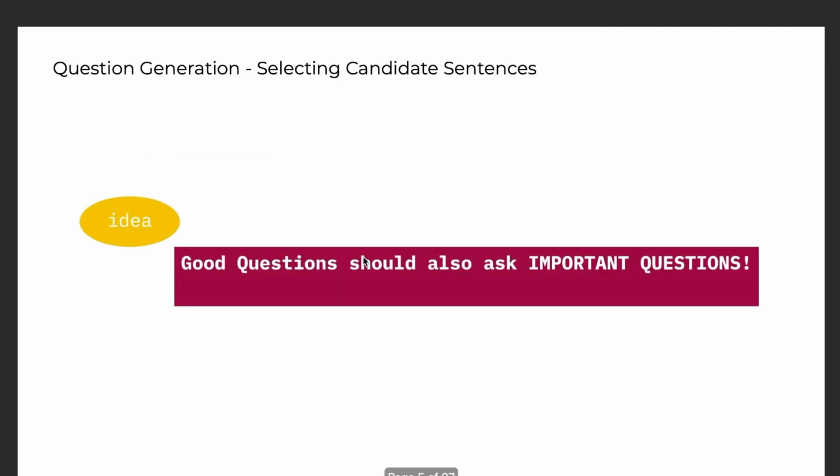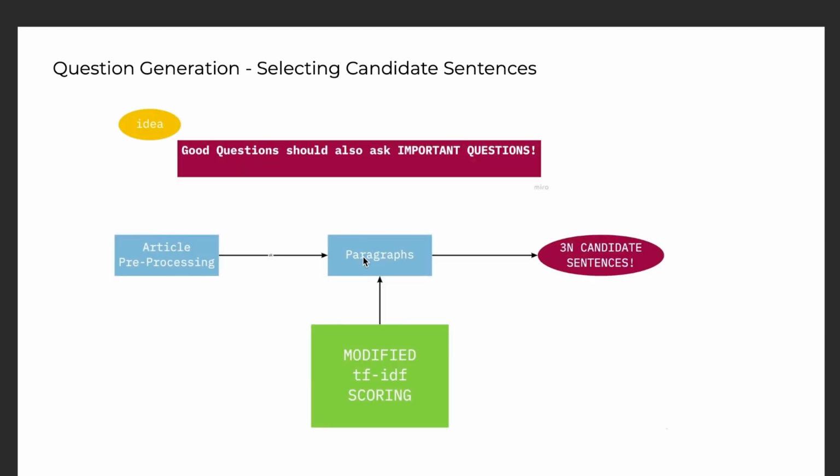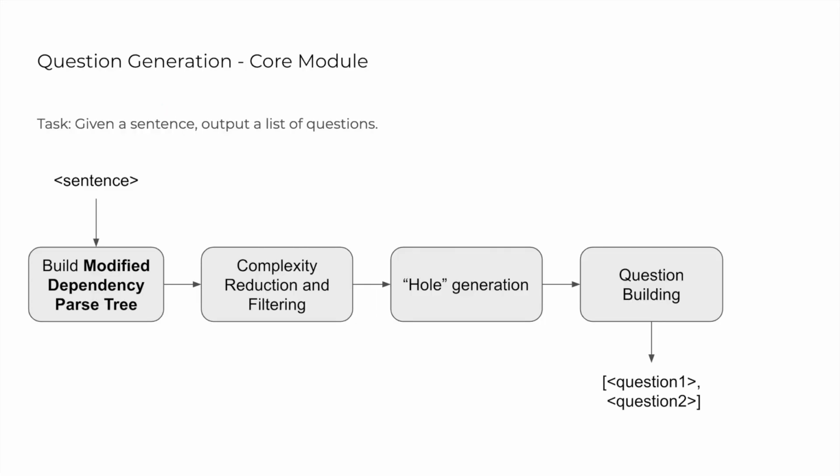After article pre-processing, we select candidate sentences to generate questions from. The idea here is that good questions should not just be grammatically correct and answerable from the passage, they should also ask important questions. And to do that, we have a modified TF-IDF scoring scheme, which we use to find the most important sentences from the article, from which we then generate questions.